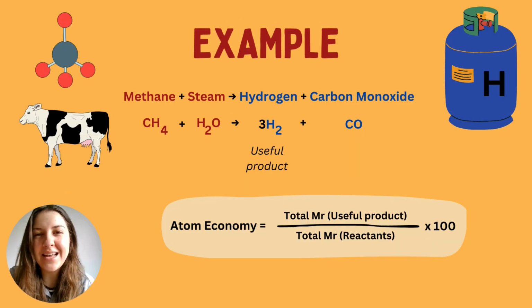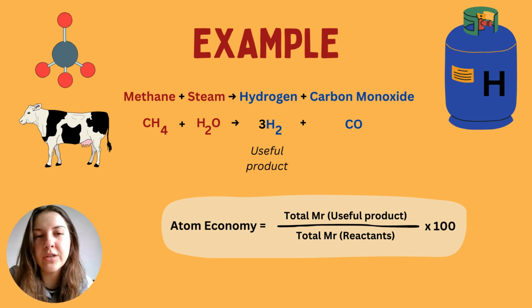So let's do an example then. We have methane, CH4, a greenhouse gas. It's also a hydrocarbon. It reacts with steam, H2O, and forms the useful product hydrogen. Notice hydrogen is a diatomic molecule. It likes to be in a pair.